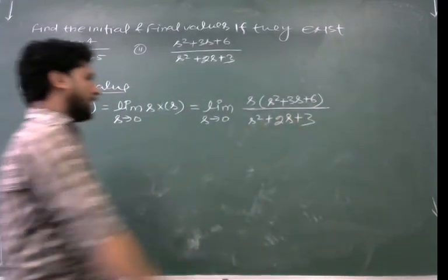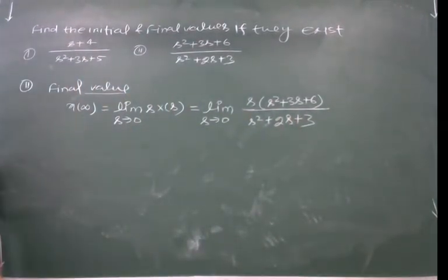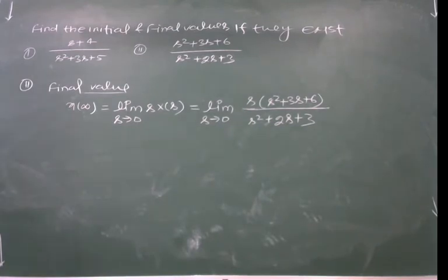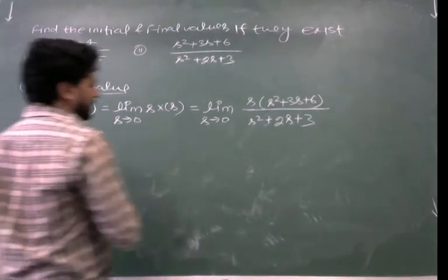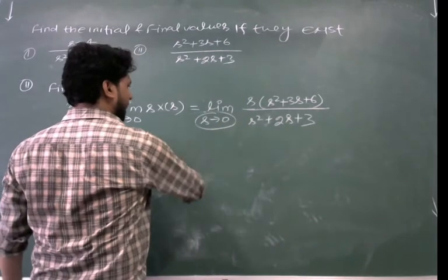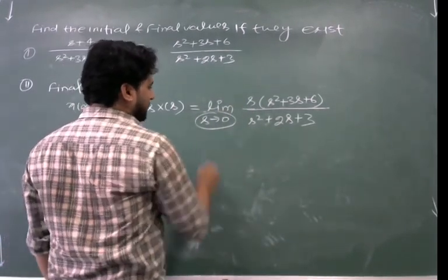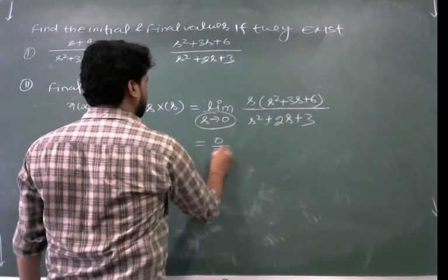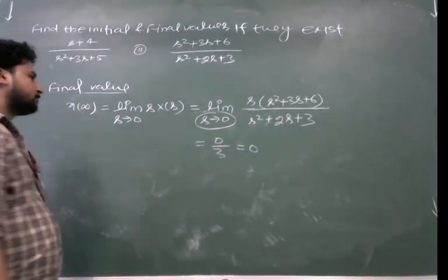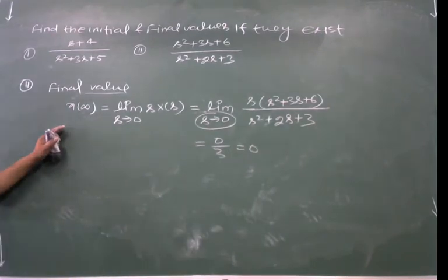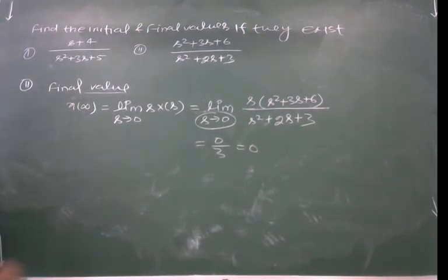This is the second example in which x of s is given as s square plus 3s plus 6 divided by s square plus 2s plus 3. I can put the value of s equal to 0 directly in this equation, and this will become 0 by 3. This is equal to 0. So the final value for this given example will be equal to 0.